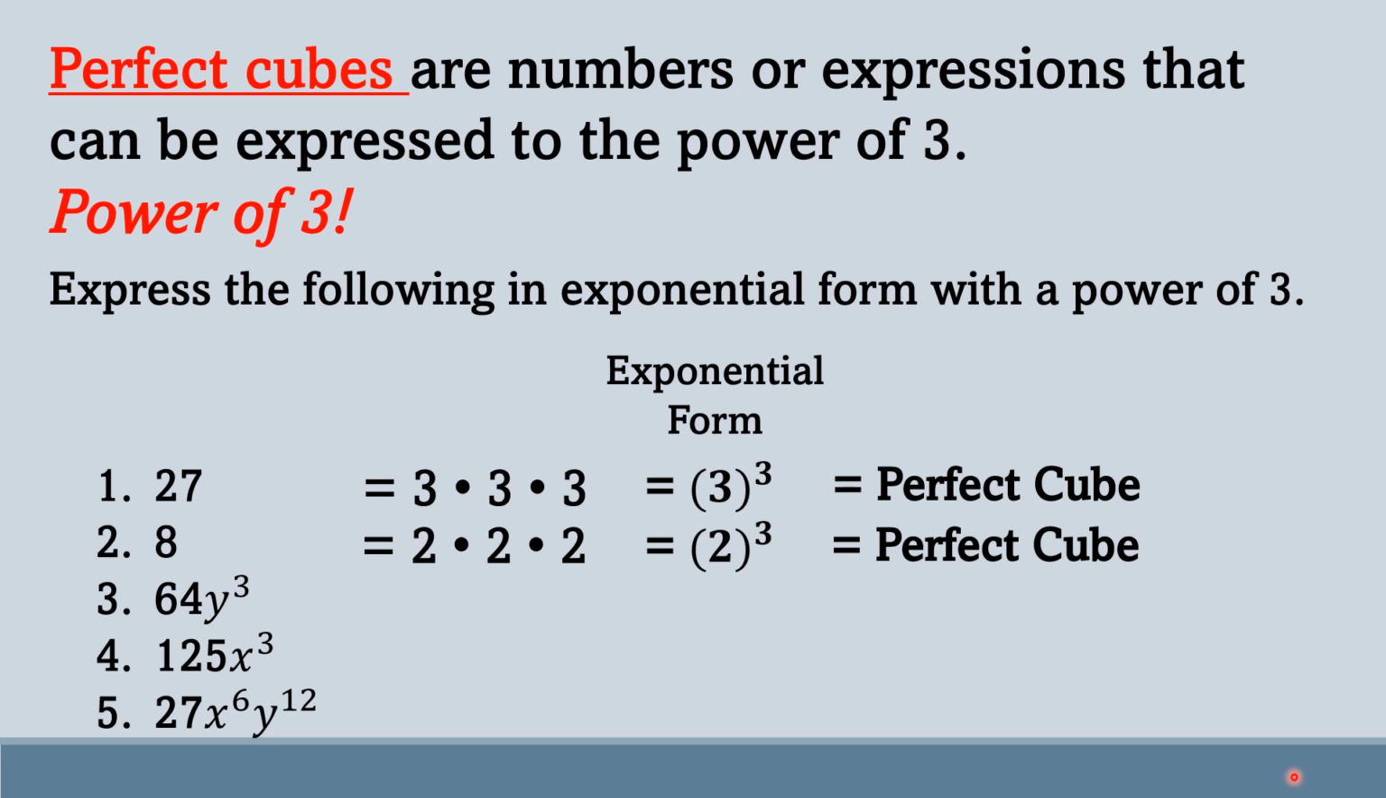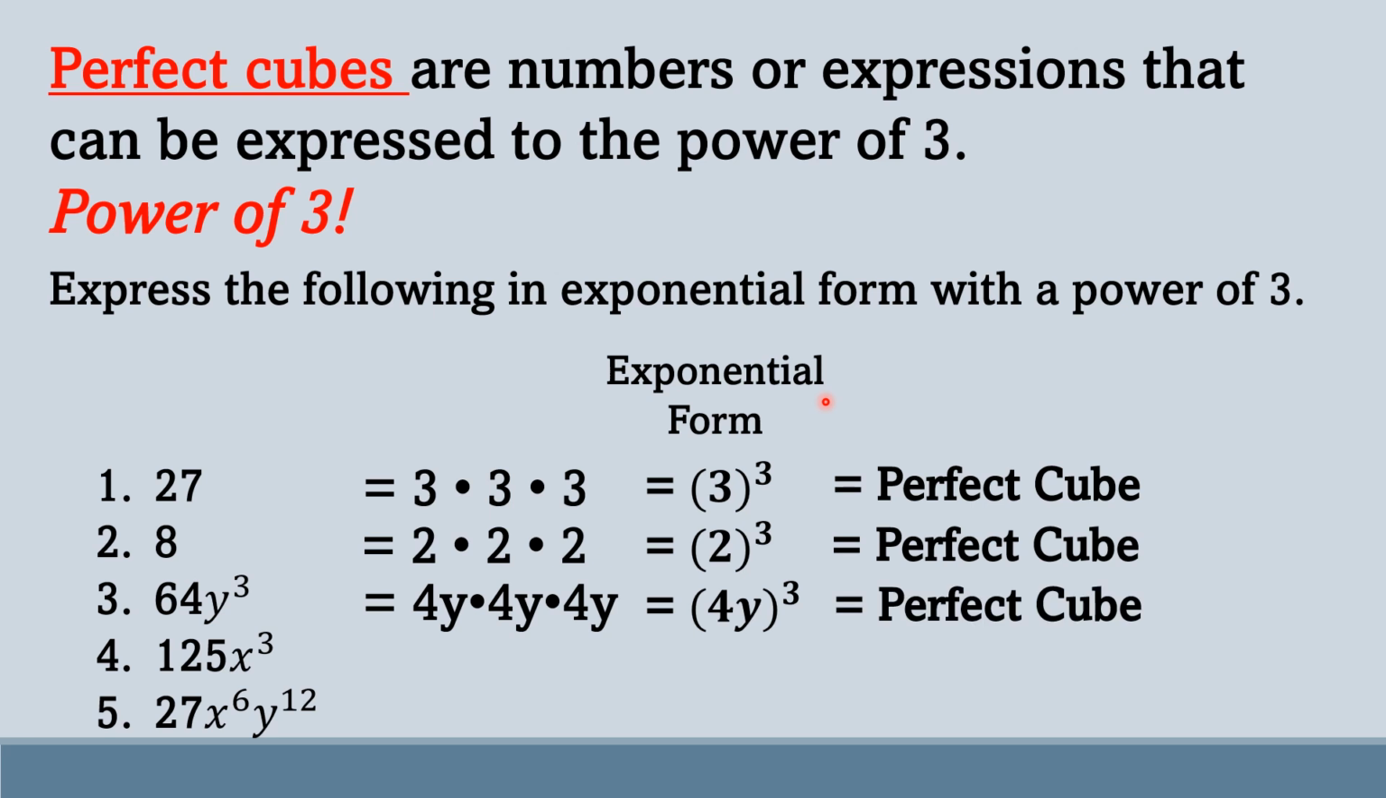64y cubed. So that expression is 4y. Because if we are going to multiply 4y 3 times by itself, the result is 64y cubed. 4y is the cube root of 64y cubed. So if we are going to express that in an exponential form, that will be quantity of 4y raised to the power of 3. Therefore, 64y cubed is a perfect cube.